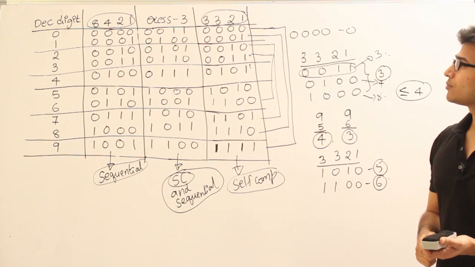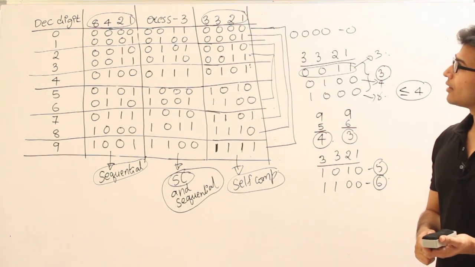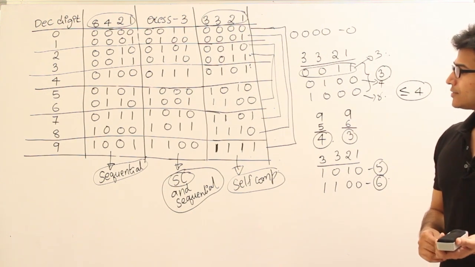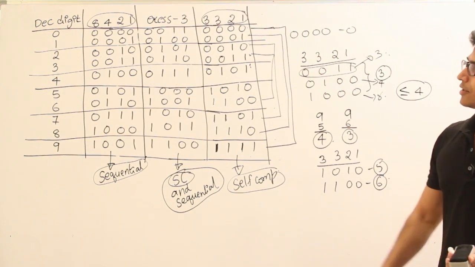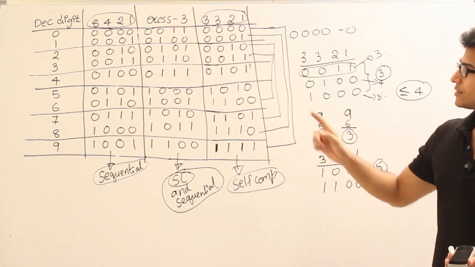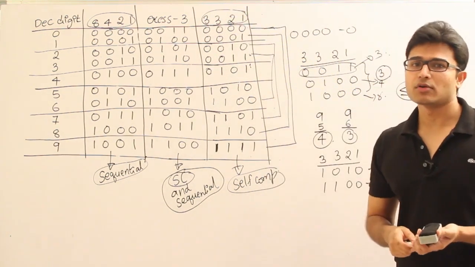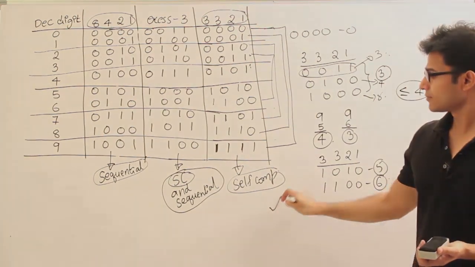So there are some other important representations which we use other than this. And in GATE exam, the most frequently asked questions are about 8421 and XS3 and some other codes like this, and one more is gray code. I'll talk about it, okay?